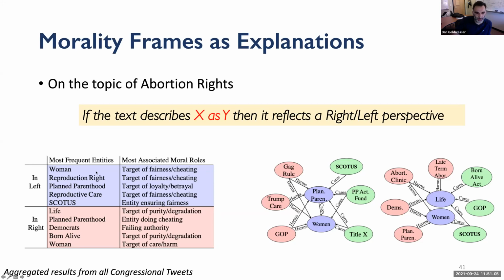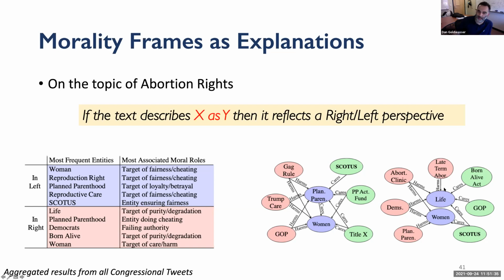It's interesting if you look, for example, at Planned Parenthood, which is a common target in both cases. On the left, it is the target of loyalty, meaning we all stand with Planned Parenthood. And in the case of the right, it's the entity doing the cheating. So it's the same moral foundation, but the negative role rather than the positive one.